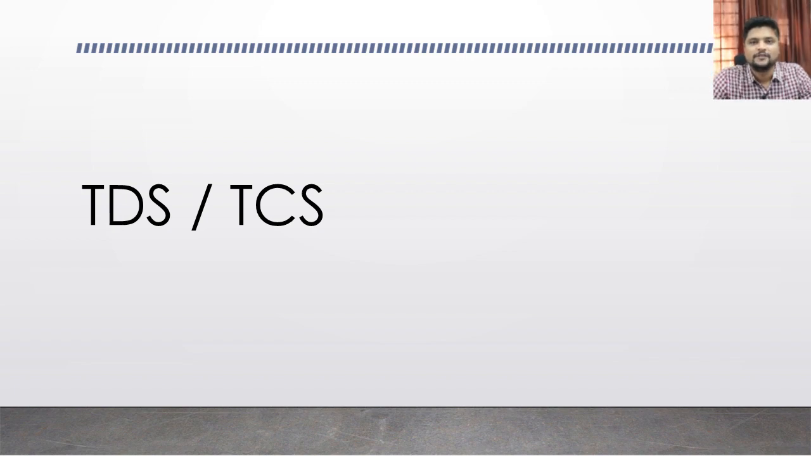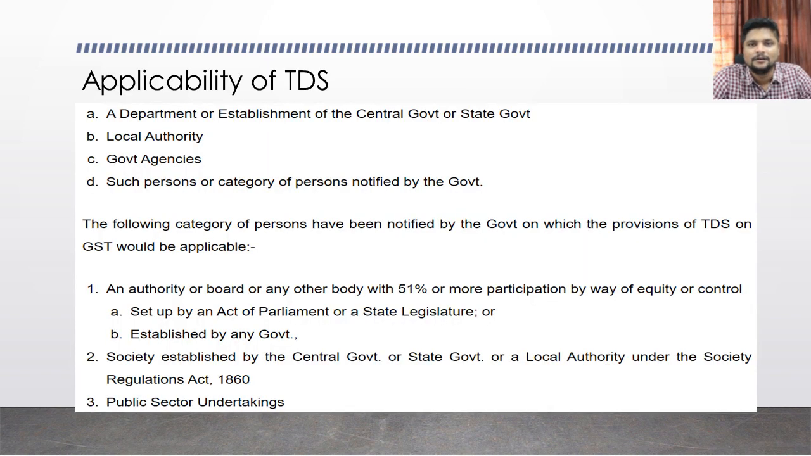Okay, the next provisions we are now going to discuss are provisions relating to TDS as well as TCS under the GST Act. First let us discuss the provisions relating to TDS, tax deducted at source. TDS and TCS have been taken from the provisions of the Income Tax Act. Under the Income Tax Act, the concepts of TDS and TCS are already available. The GST Act has just taken up the concept from the income tax law.